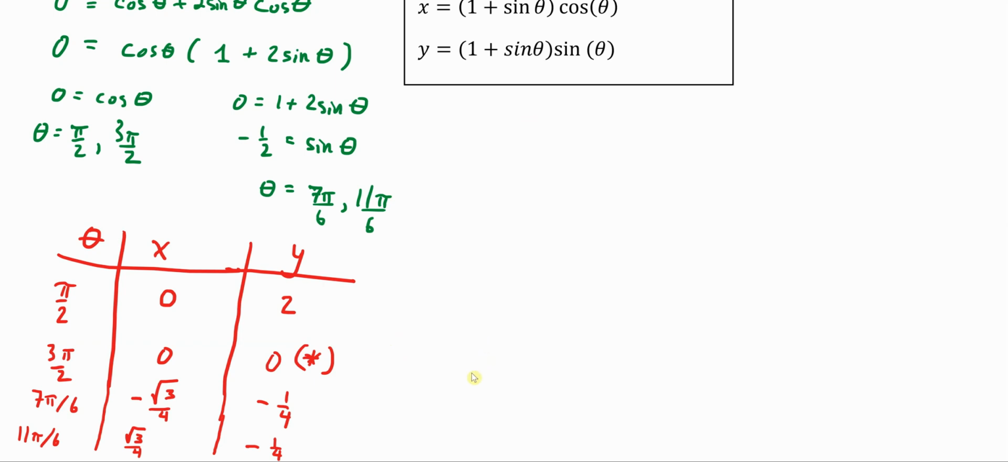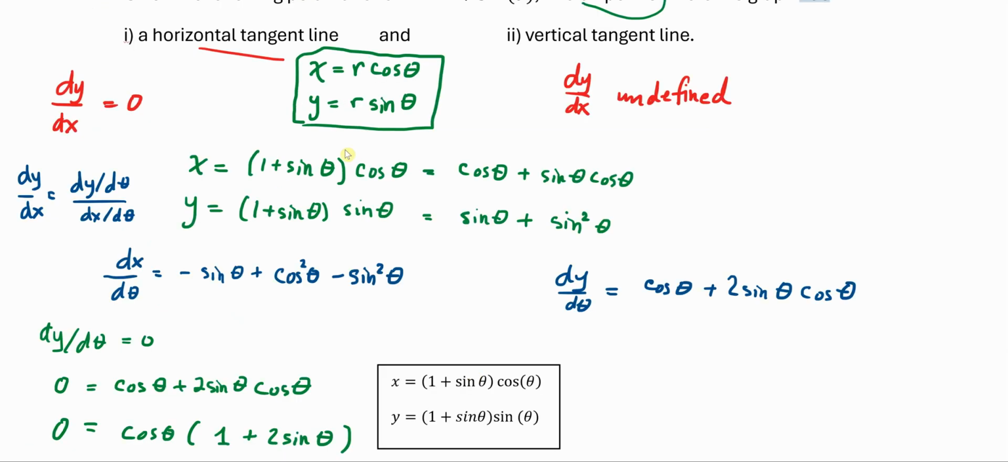All right, now let's move on to the vertical tangents. Now, back here, we have a vertical tangent line. That means dy dx is undefined. And since dy dx is equal to dy d theta over dx d theta, if we're dividing by 0, if dx d theta is equal to 0, then dy dx will be undefined. And so that's exactly what we're going to check here.